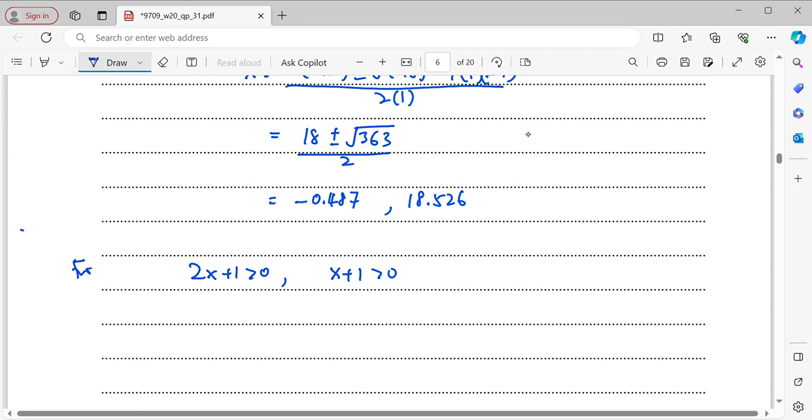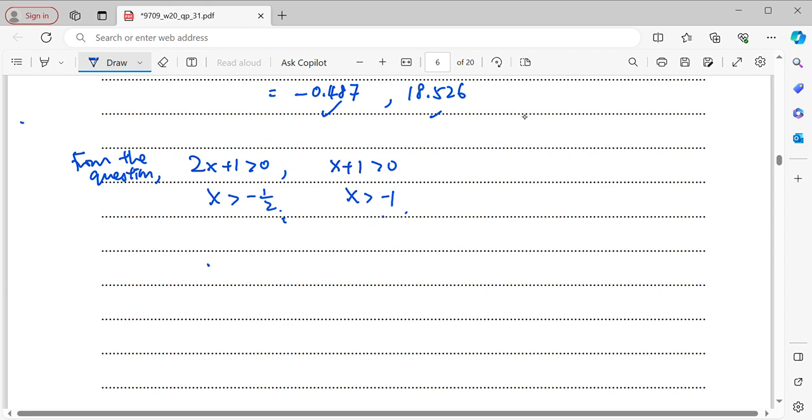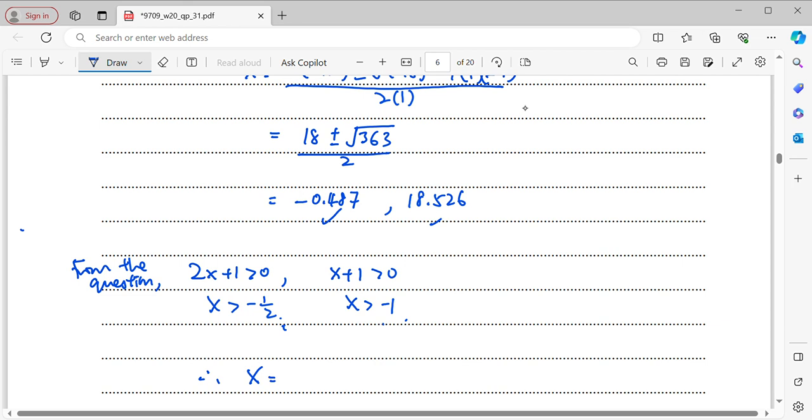From the question, that means my x should be greater than negative half and x is greater than negative 1. So obviously this negative 0.486 is greater than negative half because this is negative 0.5, and this 18.526 is definitely positive. It's definitely greater than both of them. Therefore, I will just write my solution: x is these two values.